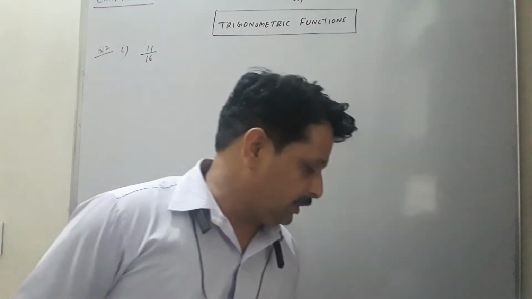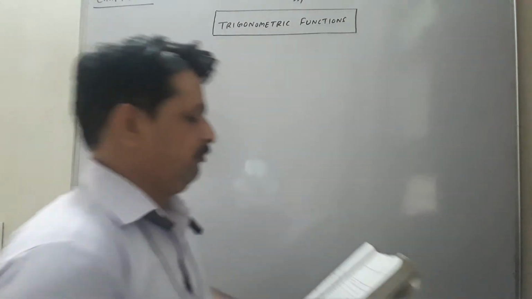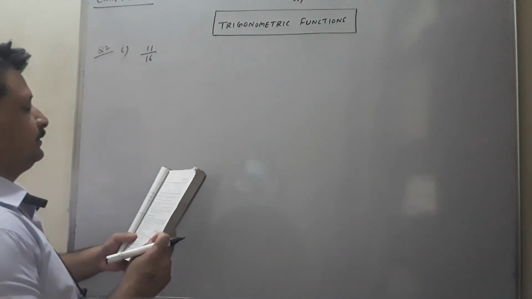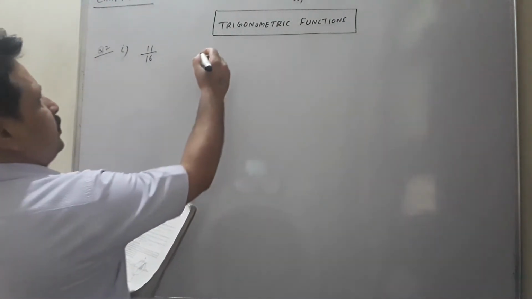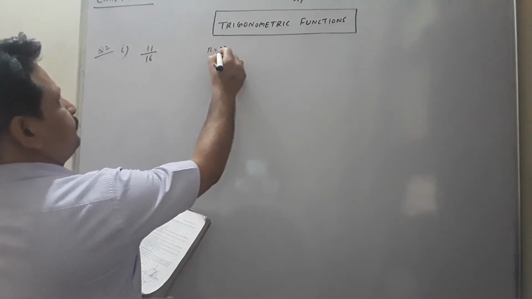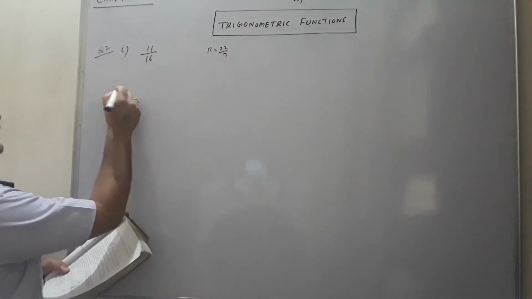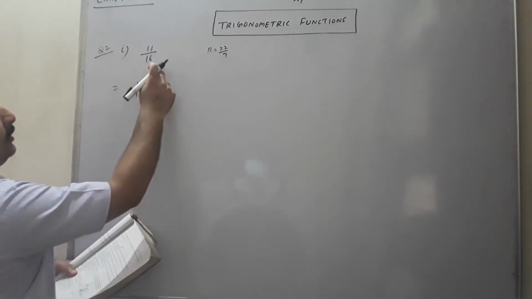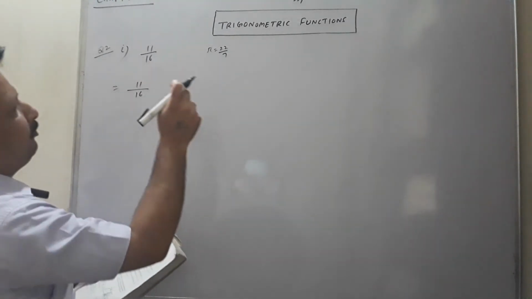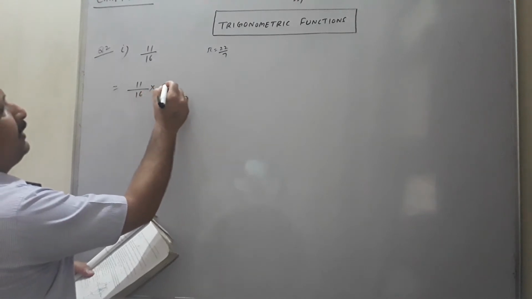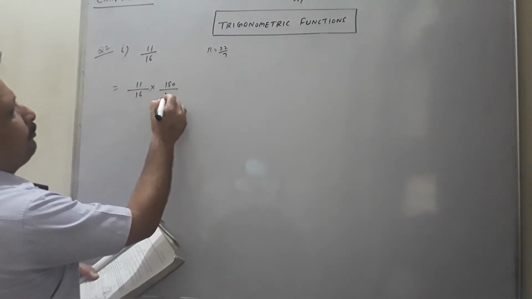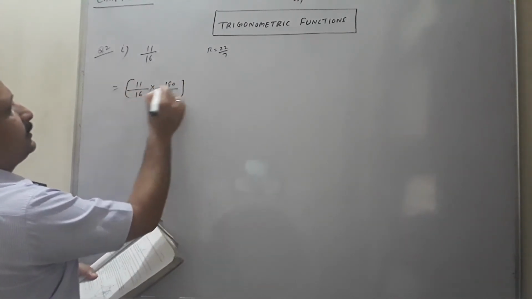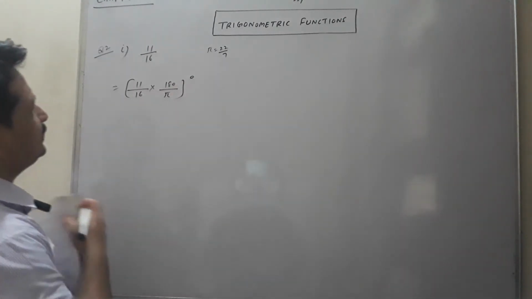Now let us come, students, with question number 2. Find out the degree measure where pi is given as 22 by 7. So now students, here it is 11 by 16. We have to find this in the form of degree. So in case of degree, it will be 180 upon pi. That is in the form of degree here, students.